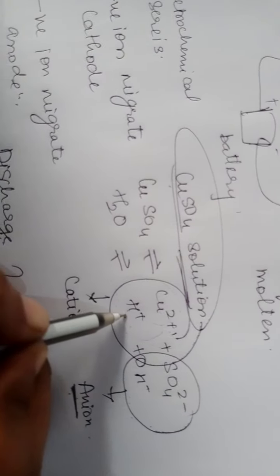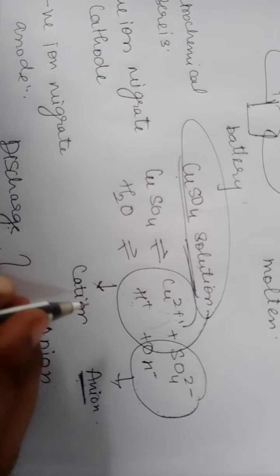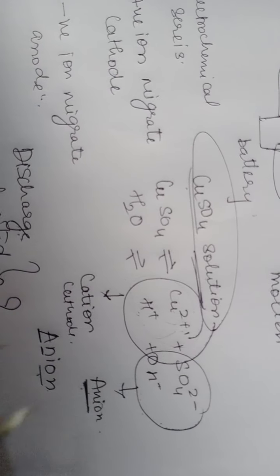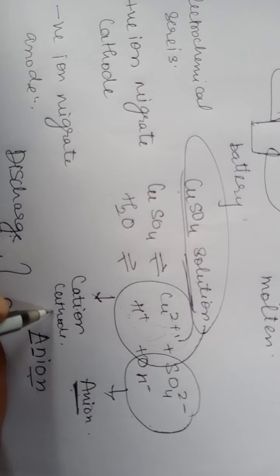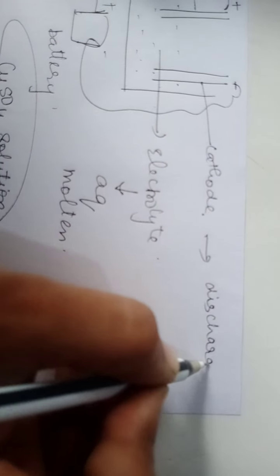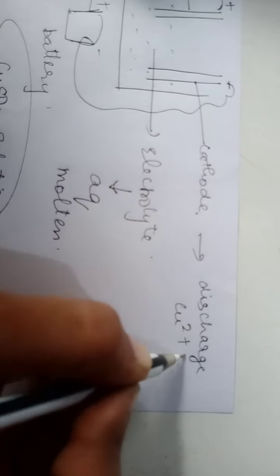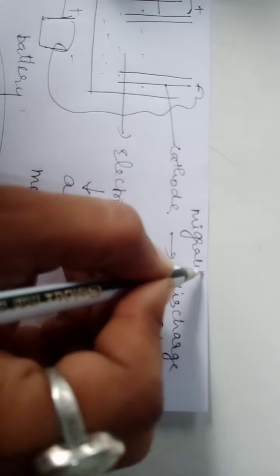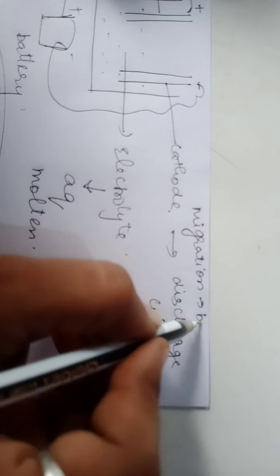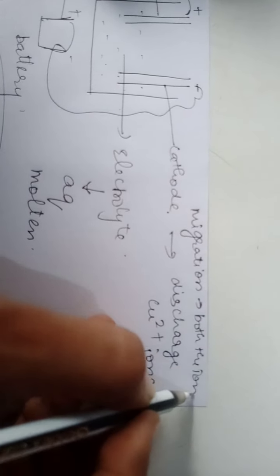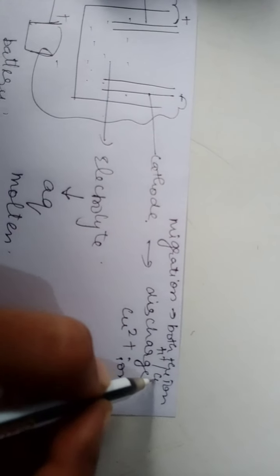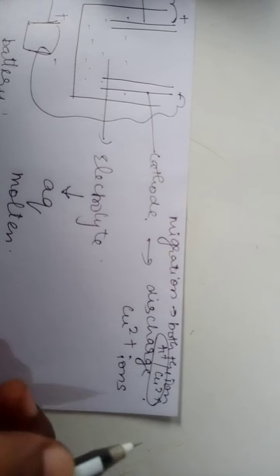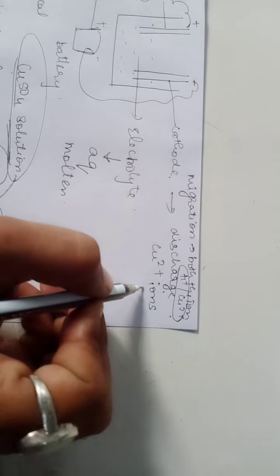Out of the two, this is a cation, it will move to the cathode. Cation will move to the cathode. So who will get deposited on the cathode? Copper will get deposited. Are you getting? At the cathode, who will get discharged? Discharge or deposition will be of copper ions. And migration, if the question asks, who will migrate? Migration will be of both the ions, that is hydrogen and copper. Both the ions will migrate to the cathode, but discharge will be of only copper.